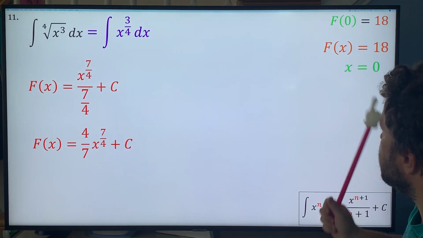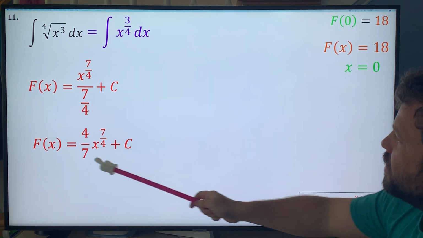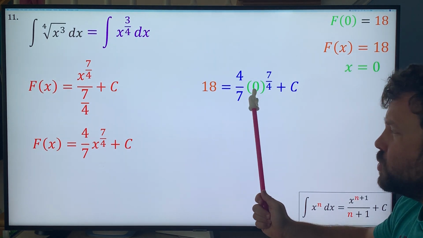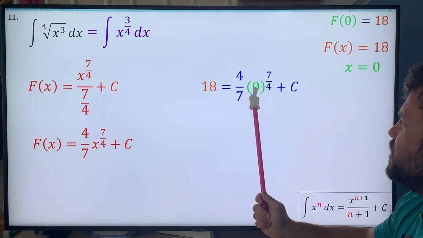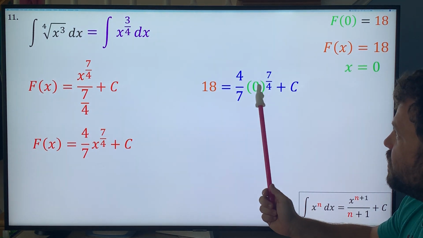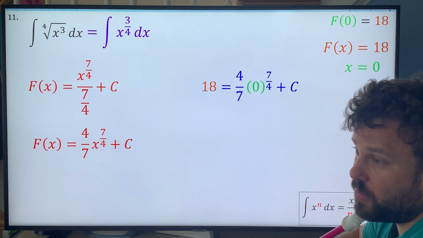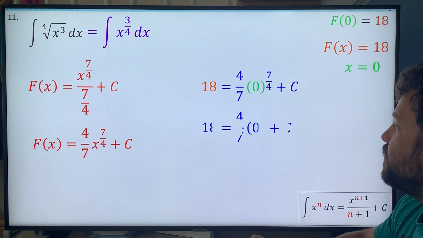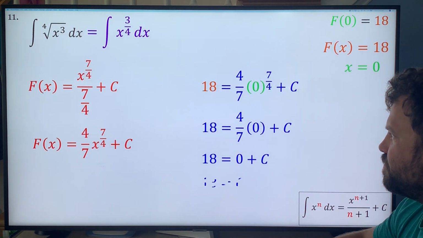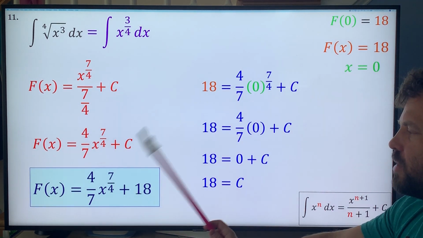X equals 0. F of x equals 18. Good? So, f of x equals 18 equals 4 over 7 times 0. Ooh, can we have a 0? Of course you can, as long as it's not in the denominator. Now, 0 to the 7/4 is 0 to the 7th power is 0. The 4th root of 0 is 0. So that's 0. 4/7 times 0 is 0. So C is 18. Got it? 4/7 x to the 7/4 plus 18.